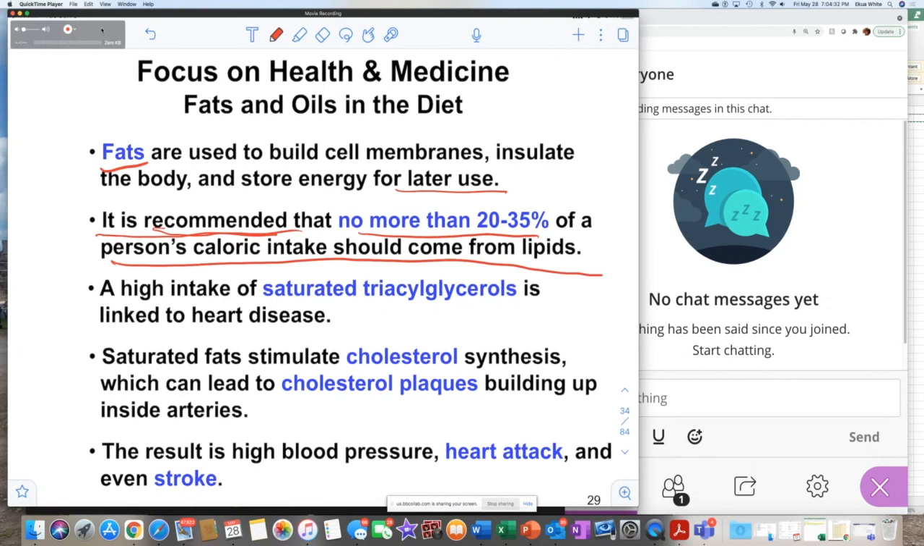I had some fries for lunch today. Tasted good. Okay. I do eat healthy, actually. I do eat healthy. Yeah.